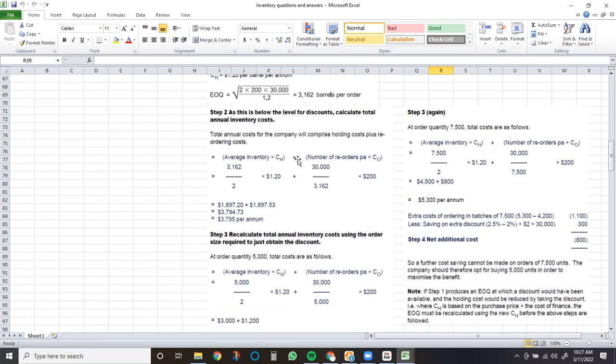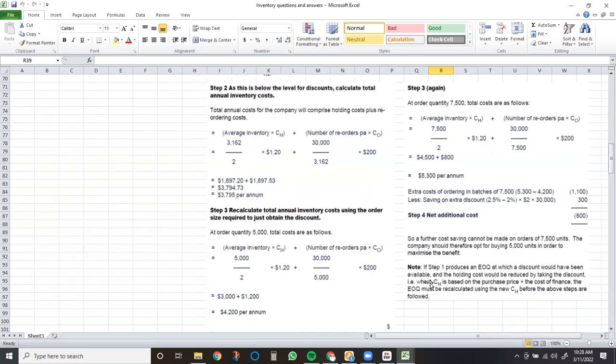You could have simply found the total cost here, as I instructed on the handout, meaning holding, ordering, and purchase, and find it how it is at present. Just compare the figures. Or you can use an incremental approach. The extra cost of ordering in batches of 7,500 is 53 minus 4211. Less saving on the extra discount.